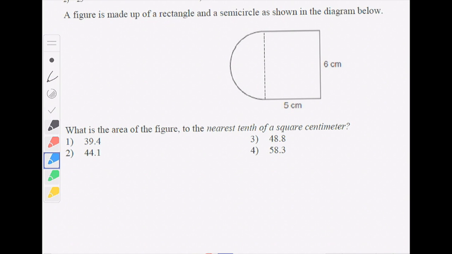All right, let's take a look at the next one, which involves a semicircle. So again, pause the video and give this one a try without my help first, and see if you can get it right. What is the area of this figure, which is a rectangle and semicircle combined?